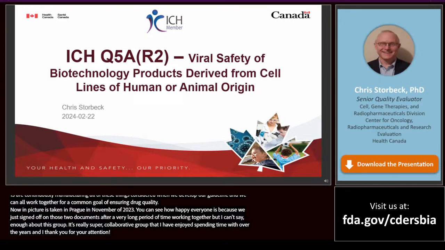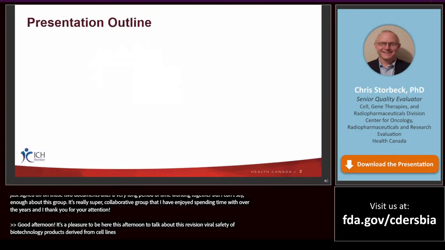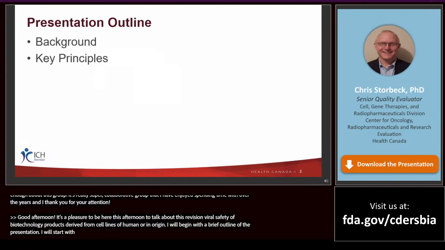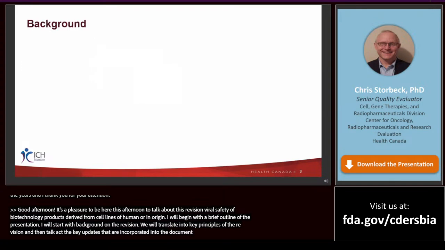Good afternoon. It's a pleasure to be here this afternoon to discuss the revision to ICH Q5A, viral safety of biotechnology products derived from cell lines of human or animal origin. I'll begin with a brief outline of the presentation. I'll start with some background on the revision, then transition into key principles of the revision and then talk about the key updates that were incorporated into the document. And I'll finish with some conclusions.